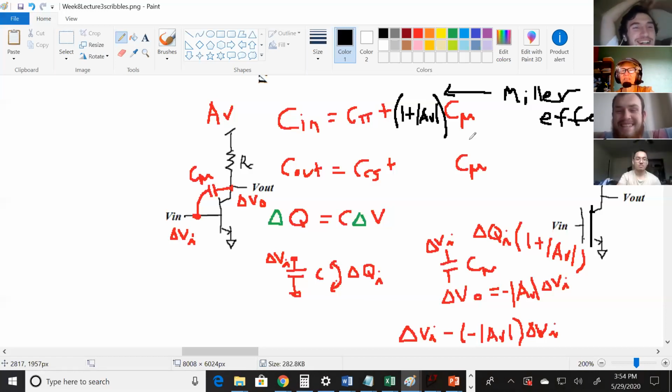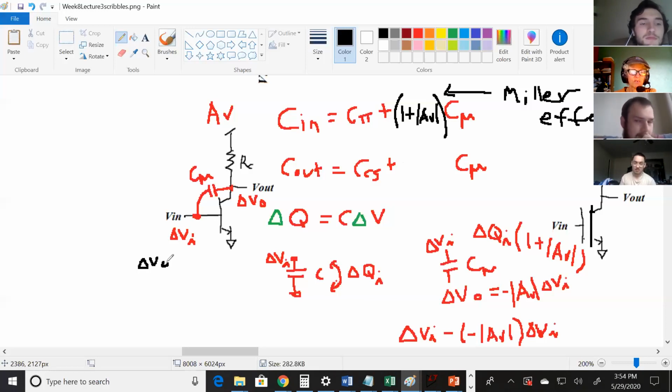Okay, so this is called the Miller effect. Here's a challenging one for you. What goes in front of here? Because if I'm on the output and I move delta VO, how much did the input move, first of all? 1 over AV. So this would be delta VO over AV. So when I put this through here, this would get multiplied by AV and come out as delta VO.